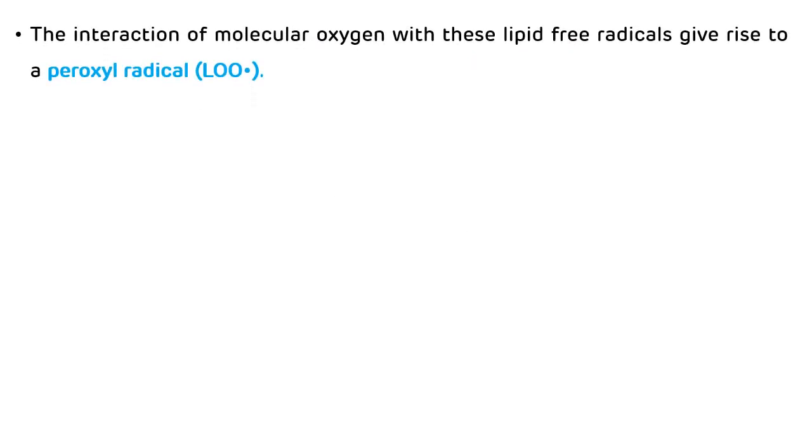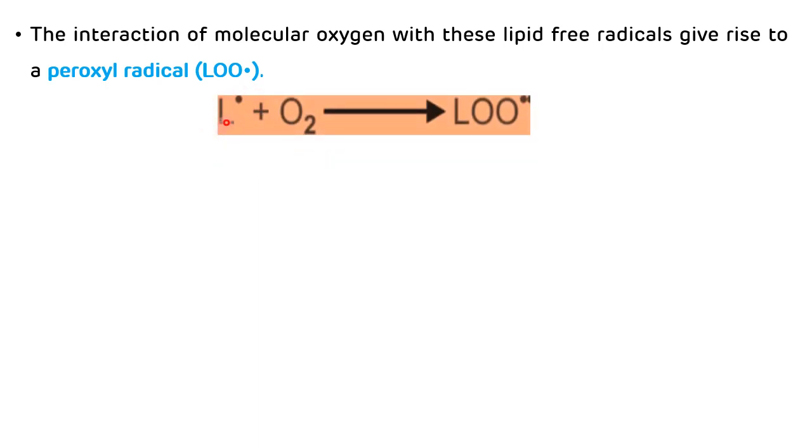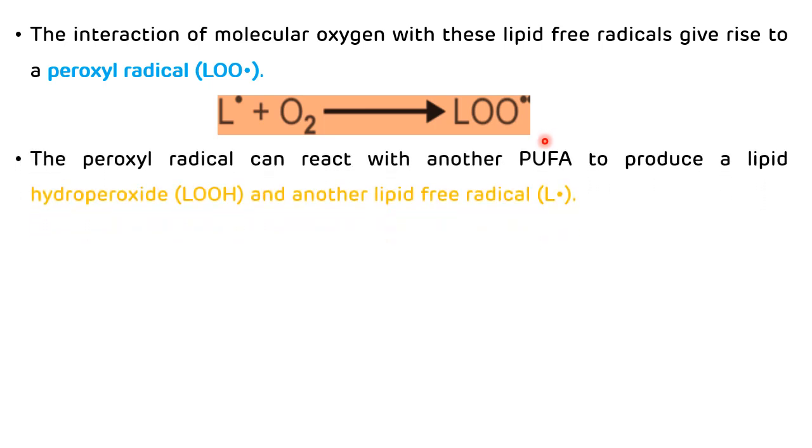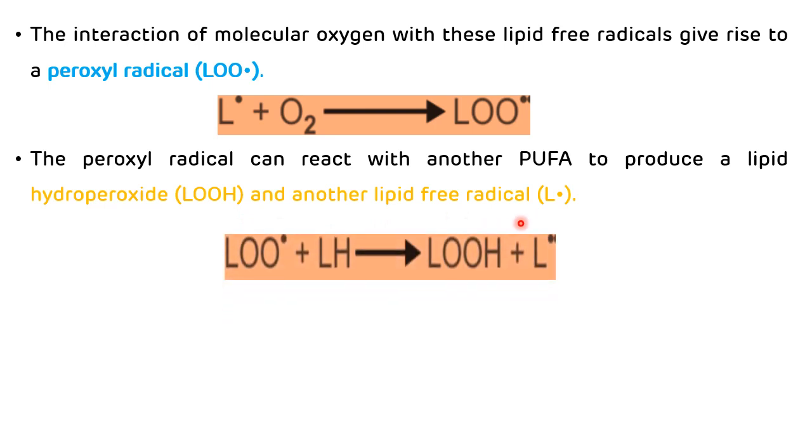Now, the lipid free radical, which is synthesized at the end of the initiation of lipid peroxidation, interacts with molecular oxygen and gives rise to the synthesis of peroxyl radical. So the lipid free radical interacts with molecular oxygen and gives rise to the peroxyl radical. It is the propagation phase of lipid peroxidation. The peroxyl radical can react with another polyunsaturated fatty acid to produce lipid hydroperoxide and another lipid free radical. So this is how lipid hydroperoxide and lipid free radical are synthesized from the peroxyl radical.